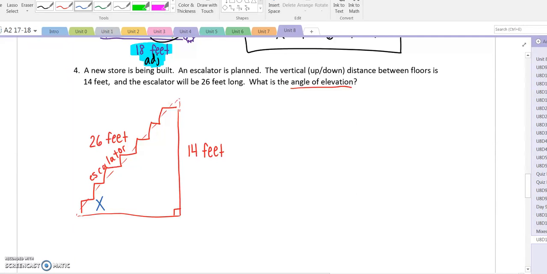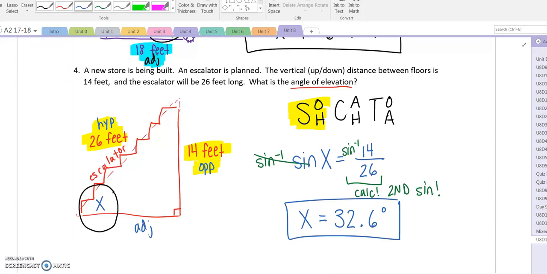Take a second now. Try to pause the video. Remember, the next step would be to label. Circle your reference angle and label. So pause the video. See if you can finish solving this on your own. And then unpause when you're done and you can check your answer. All right, you unpause, take a look at your answer.